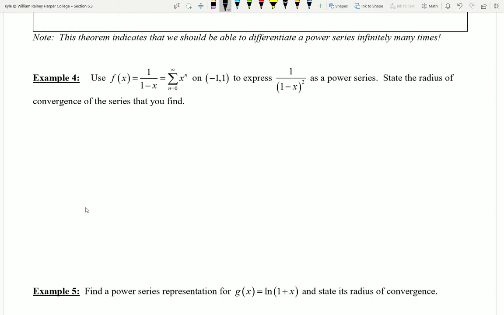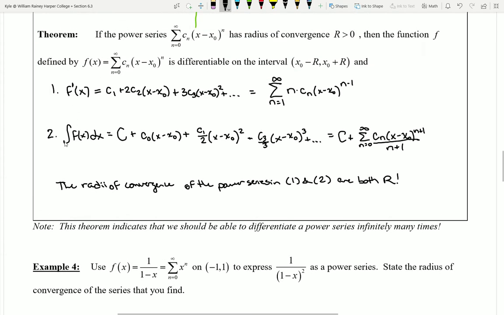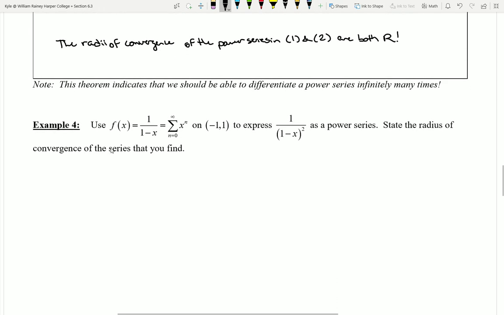In this video, we'll take a look here at example number 4. We're going to be heavily relying on the previous theorem that was discussed, which allowed us to take the derivative and antiderivative of a function which had a matching power series. And we understood how we could model that new derivative or antiderivative.